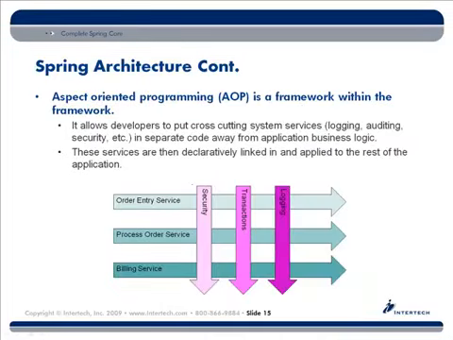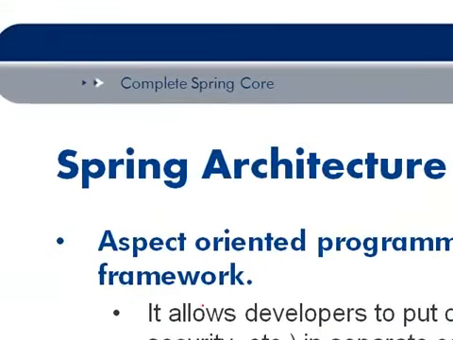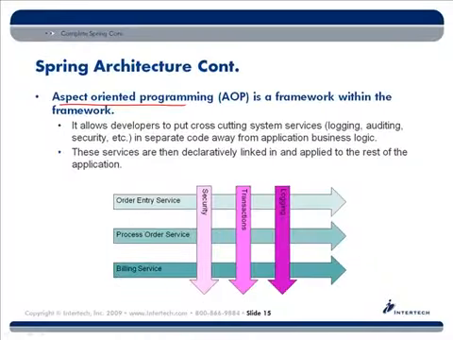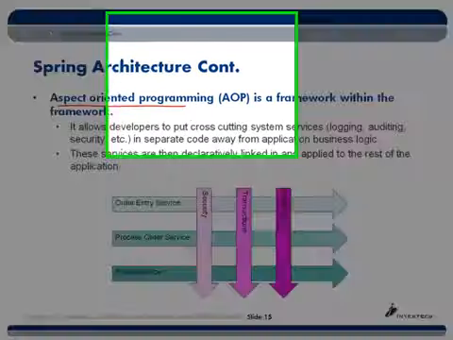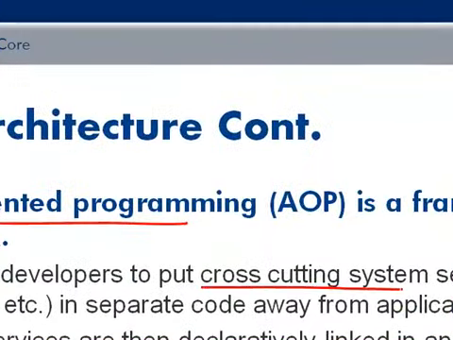Now, the other key technology that is part of Spring is something known as aspect-oriented programming, otherwise known as AOP. And if you will, AOP is really a framework within a framework. In other words, AOP is a framework inside the Spring framework. What does AOP give us? Well, it allows us to develop what are called cross-cutting system concerns or services in code that is isolated away from business logic.